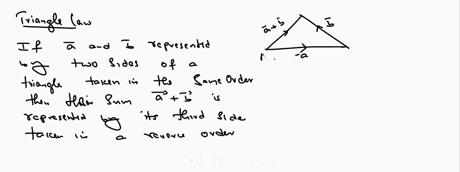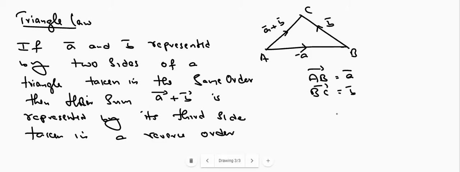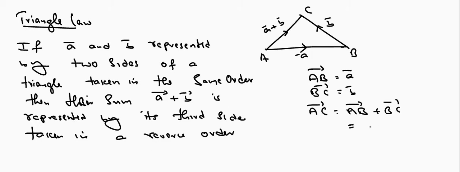Let the triangle be ABC. Here AB vector is equal to A vector and BC vector equal to B vector. Then AC vector is equal to AB plus BC, that is A vector plus B vector. This is triangle law. Now let us discuss parallelogram law.